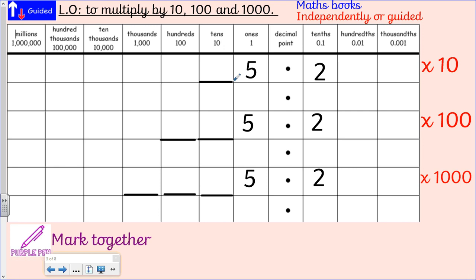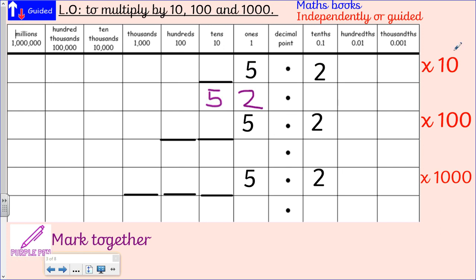So on this one, we've already very kindly put the lines on for you. So we're timesing by 10, we're moving one place over to the left. And I'm going to do it underneath so you can see what's happening. Decimal point is already in all the way down. So the 5 jumps over one place into the tens column. Always take the digit that is next to the line first. And the 2 moves over into the ones column.